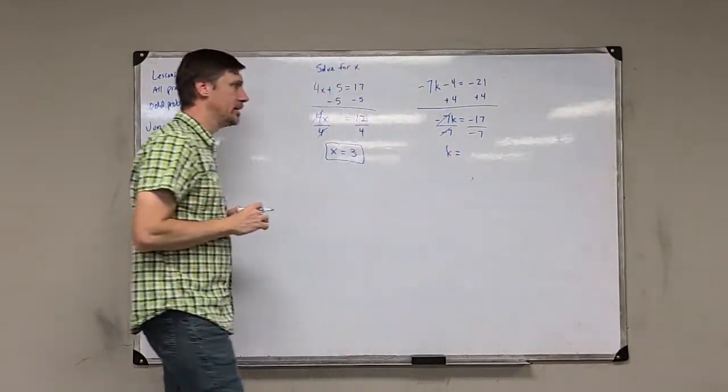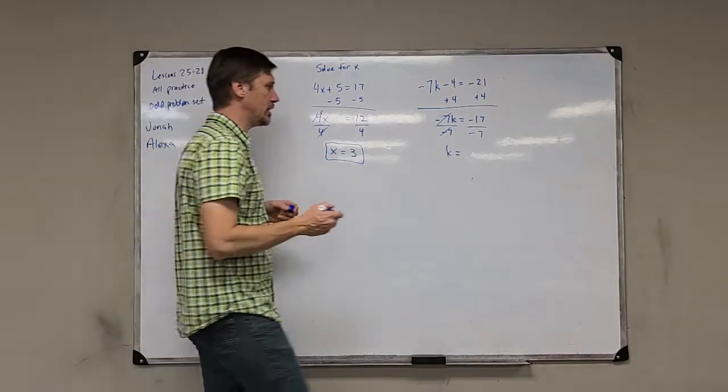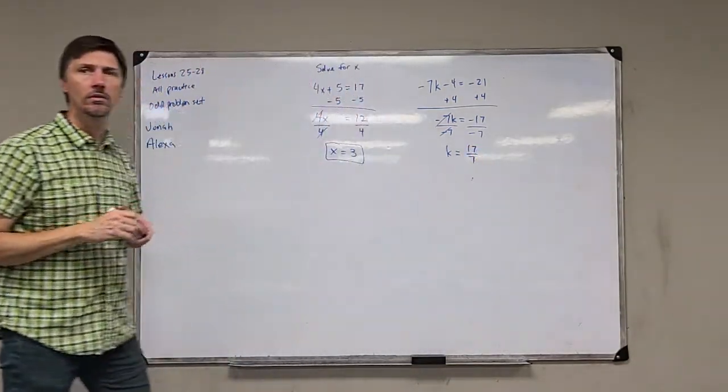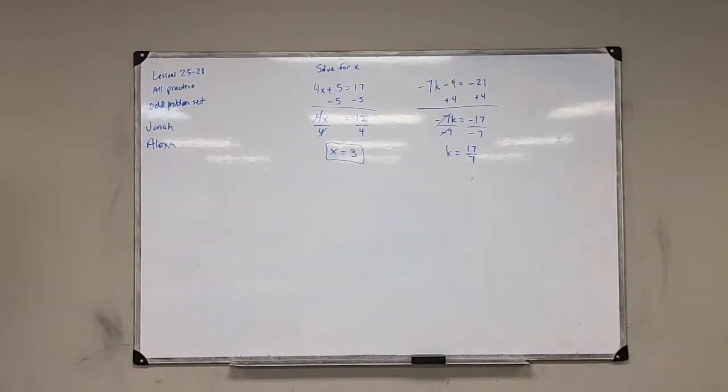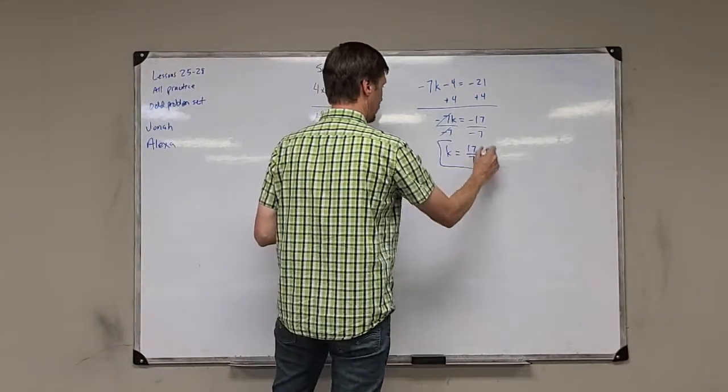And on this side, 7 won't go into 17, right? So I'm just going to leave that as 17/7, but I'm going to drop the sign. Why am I dropping the signs? Yep. Because there's two negatives that cancel each other out. A negative divided by a negative is a negative. I mean, it's a positive, right? Just like a negative times a negative is a positive. So we're left with a positive answer, so that would be our answer for k in this one.